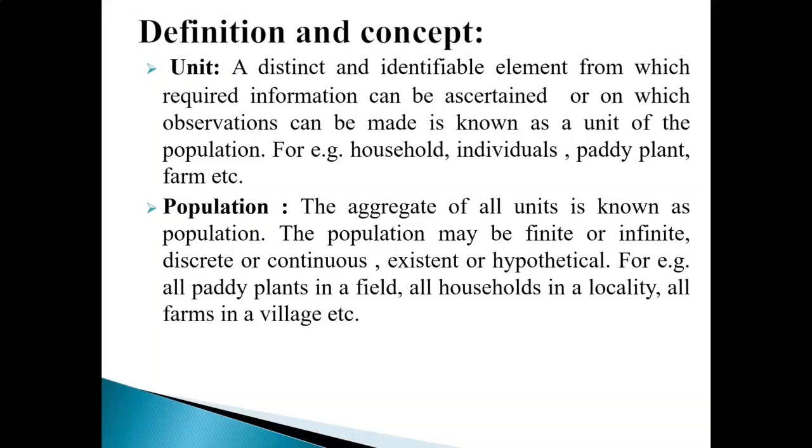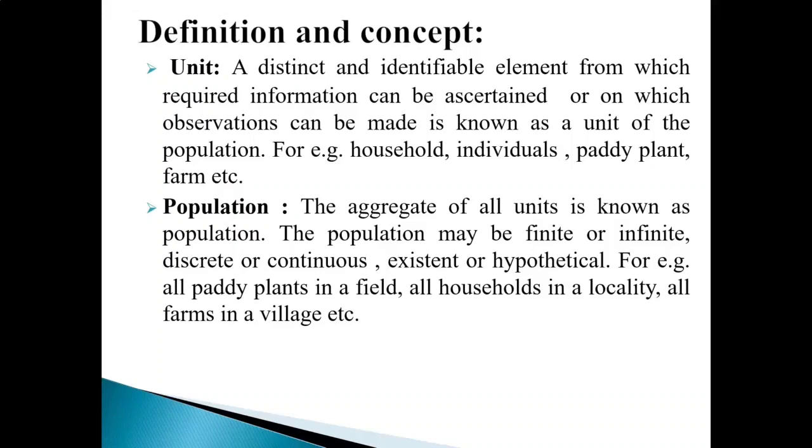And what is population? Population is the aggregate of all the units. It means your whole student body will be considered as the population under study if we are doing this survey in your university. So the aggregate of all units is known as population. Population may be finite or infinite. An infinite population example we all know: we can consider the stars in the sky. This is an infinite population. We cannot count them, or we can count, but it is numerous, infinite.